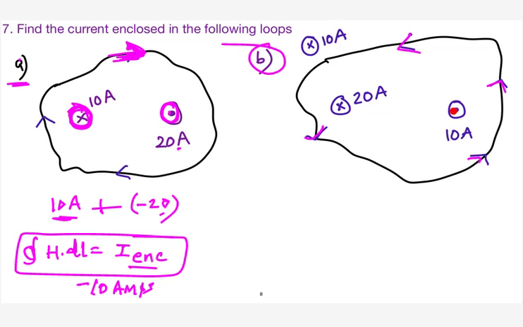Whichever is outside is represented by a dot. Dot represents outside. You should remember the notation. And a cross means into the plane. Since the loop is anti-clockwise, the thumb is pointing outside here. So whichever is outside, you consider it as a positive current. So one current will be plus 10 and this into current you consider as minus 20. So that will be minus 10.